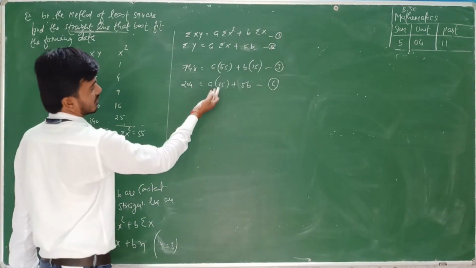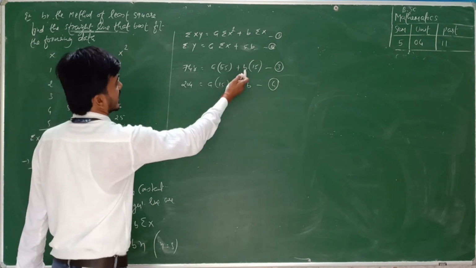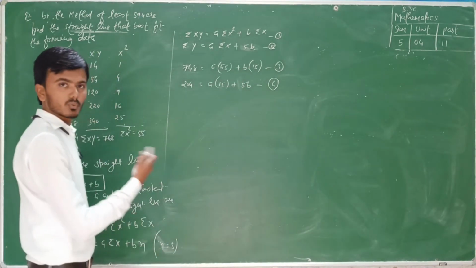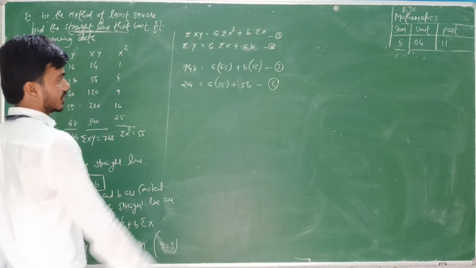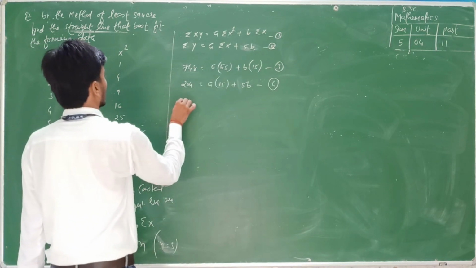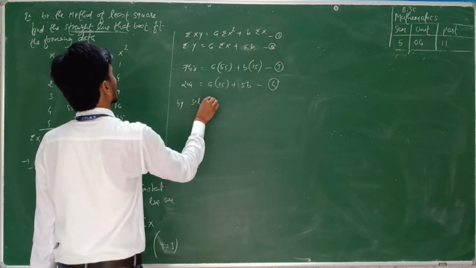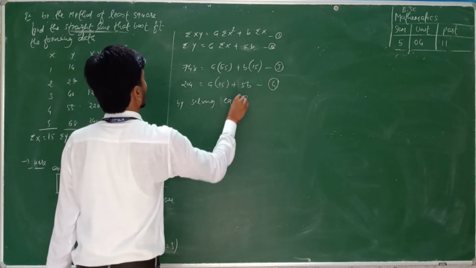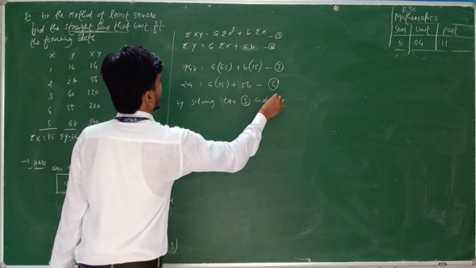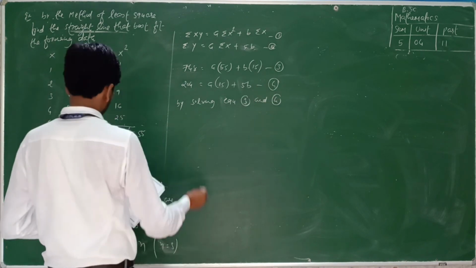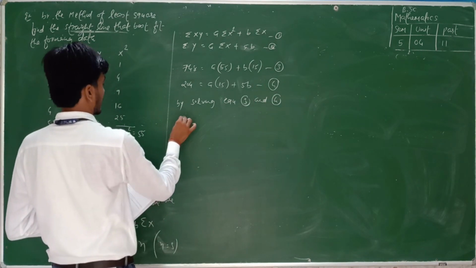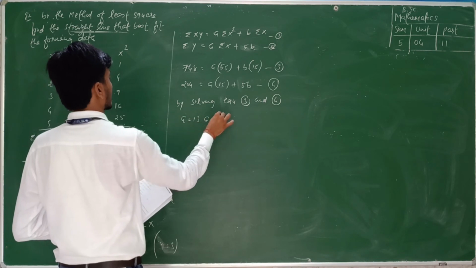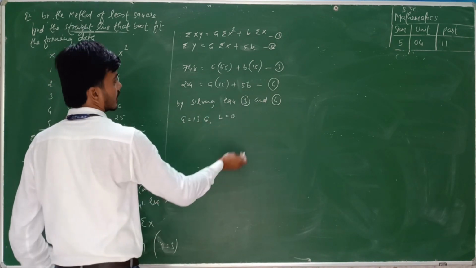Here two equations are in the arbitrary constants a and b. We can easily solve these two equations. By solving equations 3 and 4 directly, a is equal to 13.6 and b is equal to 0.